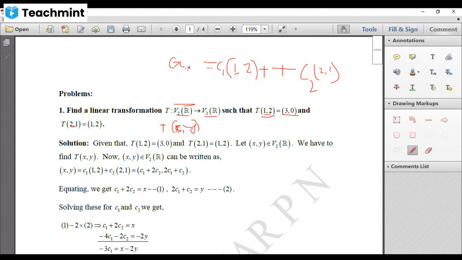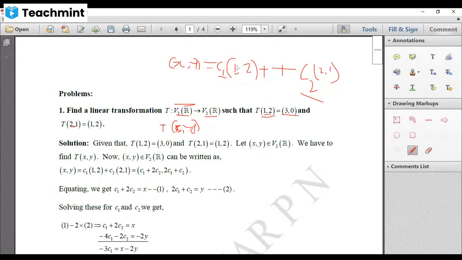So that is the first step. You have to consider the element in the general form for the domain, and you have to express that general element as a linear combination of the elements for which they are given images. Then afterwards, after expressing this x comma y, your job is to find what is C1 and what is C2. That's it. After finding C1, C2, you have to substitute back. Then you have to find the image of this, T of this.